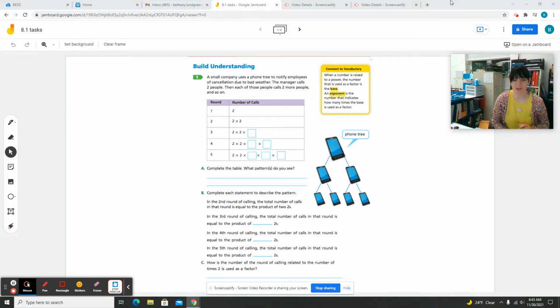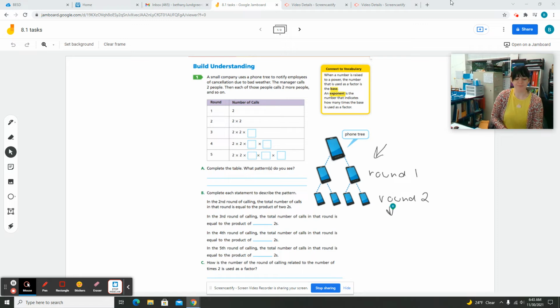Now there's a picture on the right side of the page that shows this phone tree, okay? Where we have the boss, or the manager, calls 2 people, and so this is round 1. And then those 2 people are each going to call 2 more people. So we have our round 2. And then it just keeps going from there. Now this table on the left is a representation of how this is going to work.